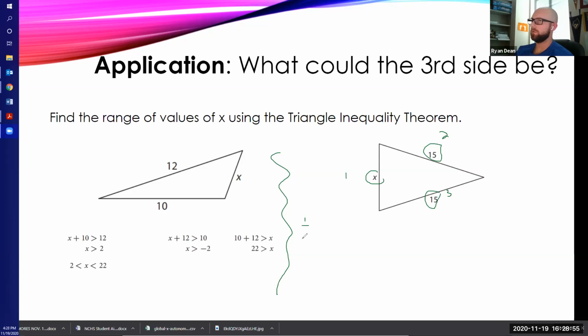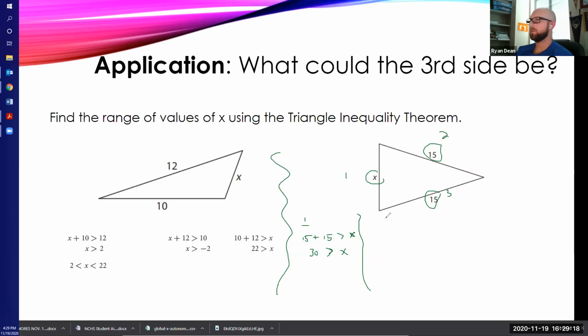If I add the two 15s together, 15 plus 15, these have to be bigger than the x if x is the largest side. So I add the 15s together, I get 30. X has to be less than 30.